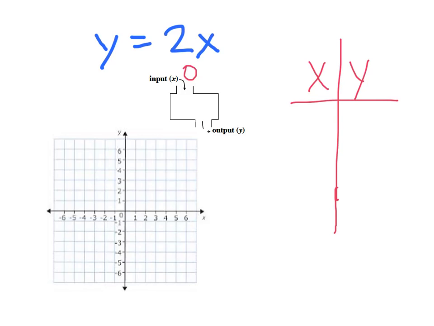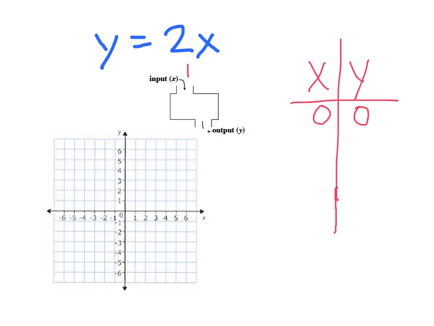If X equals 0 for our input, what would the output equal? Well, 2 times X would be 2 times 0. The output would be 0. So one ordered pair is X is 0, Y is 0. Okay, let's pick a couple more. Let's pick X equals 1.